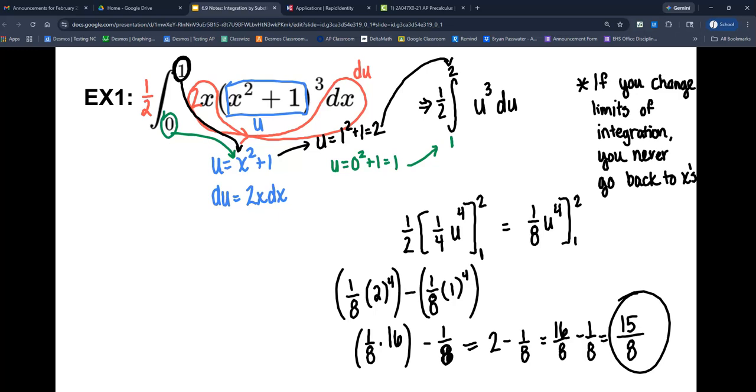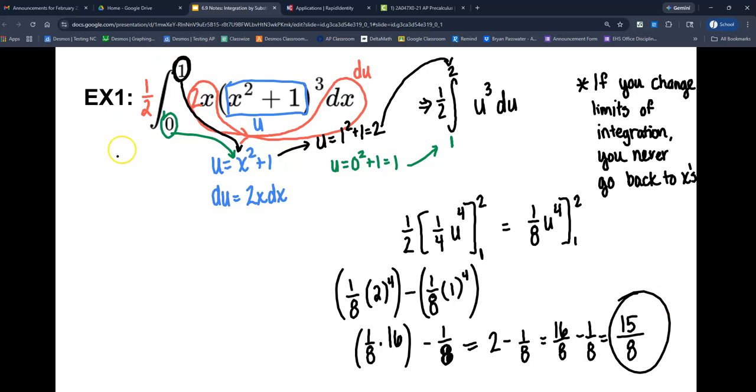If you plug your x's back in, then you've got a more complicated equation. You've got to do 1/4 times x squared plus 1 to the 4th, and you've got to plug those numbers in. So this is going to save you some time. Any questions here?